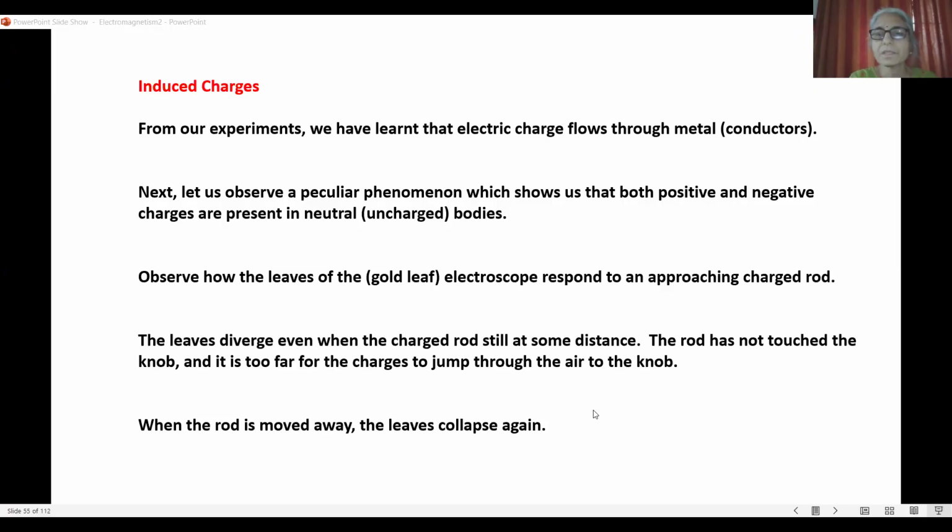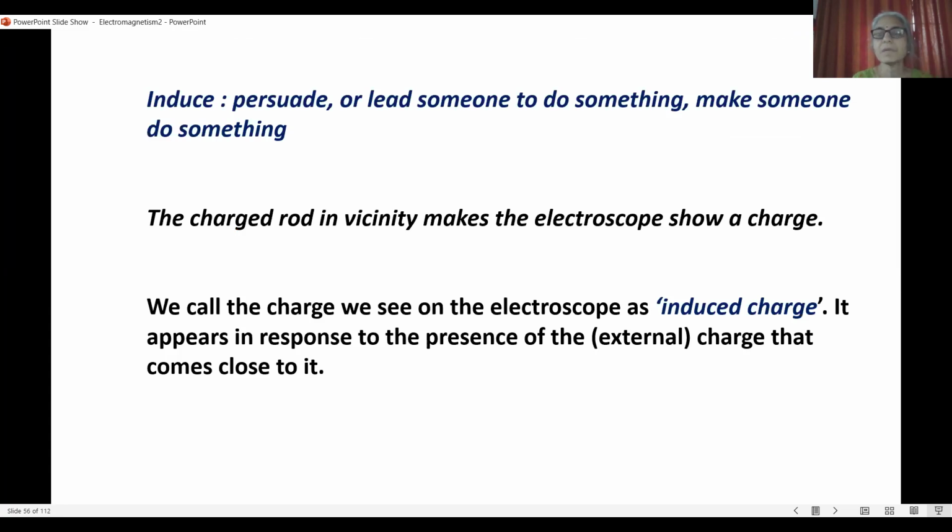So when the charged rod comes close, the leaf responds. And when the charged rod moves away, the leaf collapses again. This is known as induced charge, electrostatic induction. To induce is to persuade, to lead someone to do something, to make someone do something.